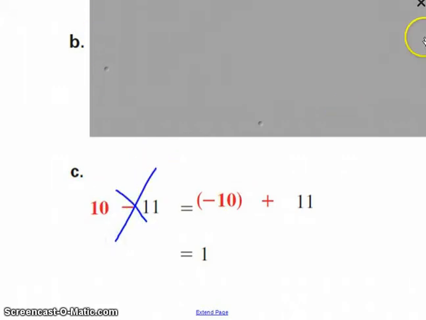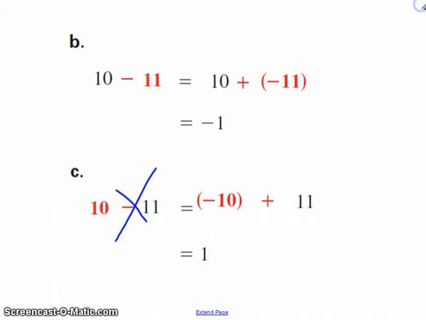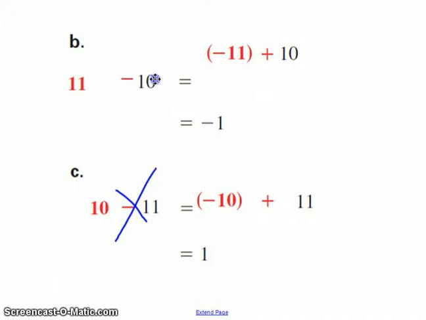In fact, this isn't the only case. Let's look at the previous example, 10 minus 11. If I rearrange the order here, no problem. Negative 11 plus 10, that is negative 1. But what happens when I rearrange the order here? 11 minus 10 is not negative 1.